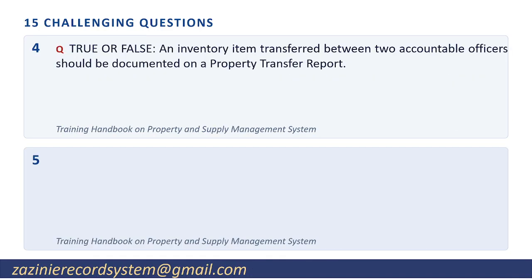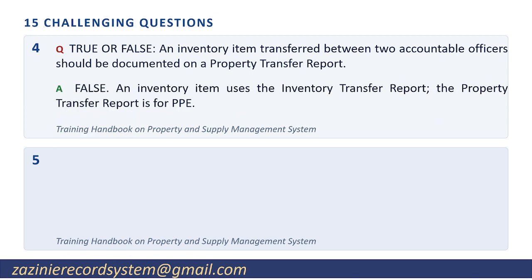15 challenging questions. Number 4. Q. True or false. An inventory item transferred between 2 accountable offices should be documented on a property transfer report. False. An inventory item uses the inventory transfer report. The property transfer report is for PPE. Number 5.